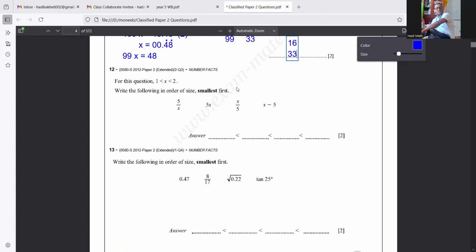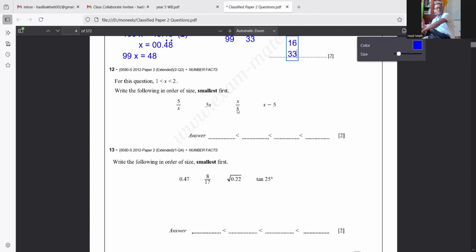For this question, 1 is less than x and x is less than 2. Write the following in order of size, smallest first. We say 1 is less than x and x is less than 2. So 5 over x is a whole number and a decimal part. 5x is 5 multiplied by x, which is going to be the bigger one.